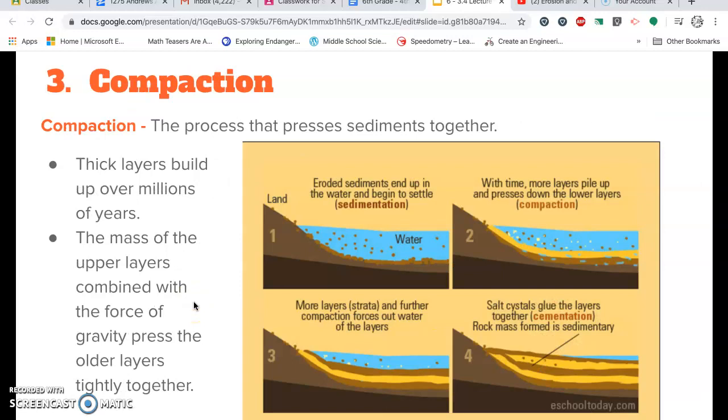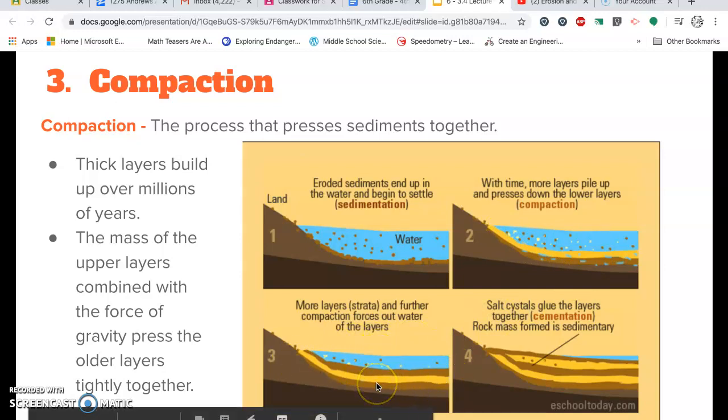All right, once you have the layers deposited, then compaction occurs. And compaction is simply just the pressing together of these layers. And this happens over millions of years. So this is not anything that happens quickly. But you have these layers. So here's these layers starting to add up. And you see this was the original layer. Now we have another layer being added, and eventually another layer being added.